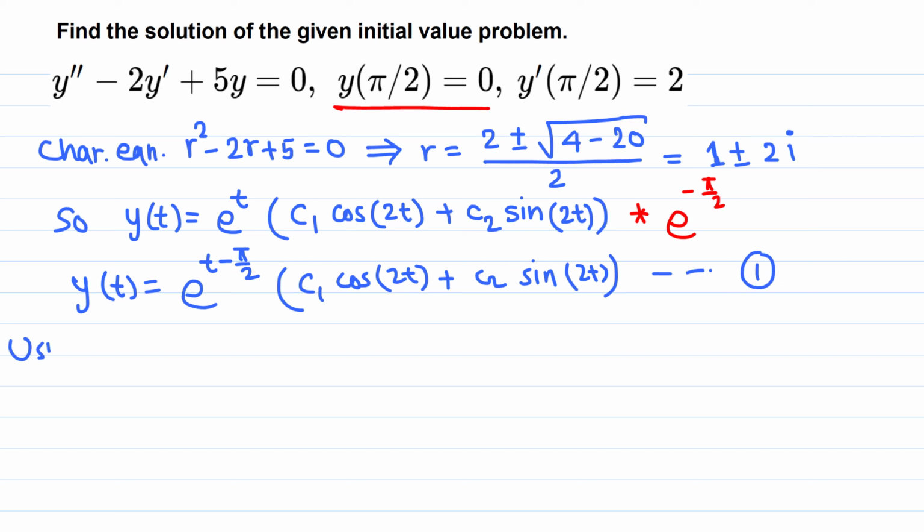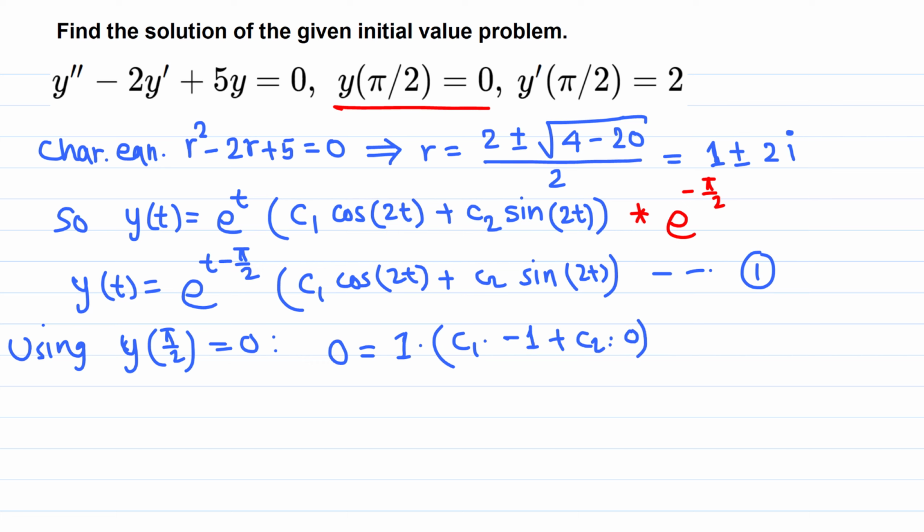Let's use the first initial condition. Using y at pi over 2 equals 0, that means y is 0 when t is pi over 2. So e raised to pi over 2 minus pi over 2, e raised to 0, that was the whole point of multiplying by this. We get 1. Inside, c1 times cosine of 2 times pi over 2, cosine pi, and cosine pi is negative 1, plus c2 sine pi, which is 0. So negative c1 equals 0. Multiplying both sides by negative 1, c1 equals 0.